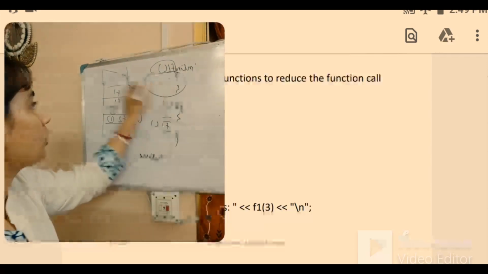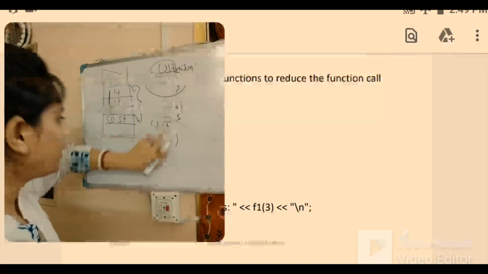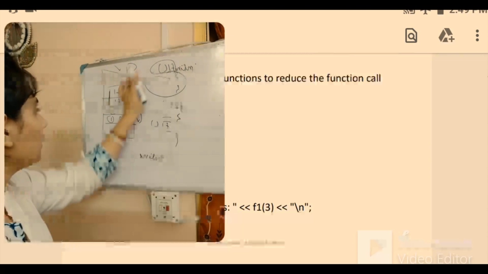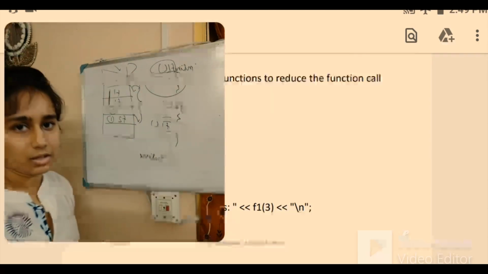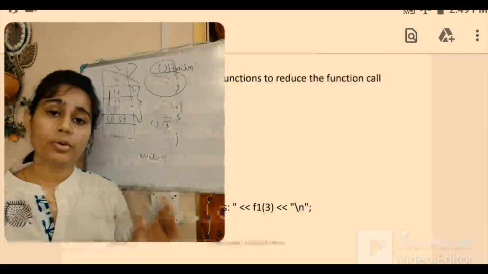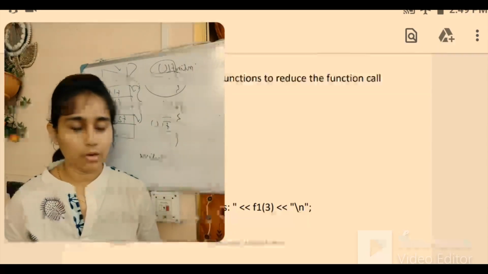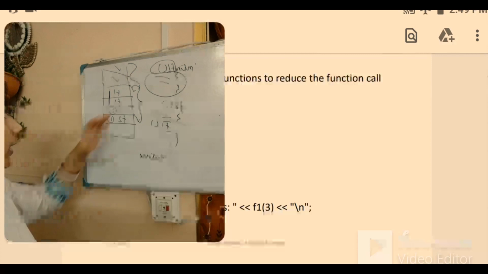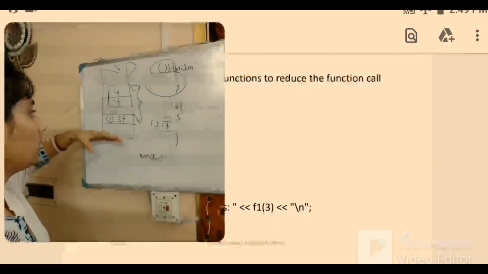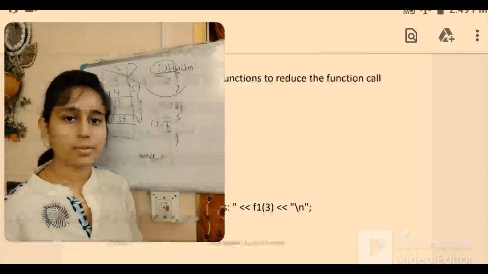Say it is taking 2 lines. So those 2 lines for f1 will be copied, and the rest of the f2 code will be copied. Now the code length will be increased, but you can avoid the overhead of saving registers and all these things. So this is the concept of inline, where the small piece of code is copied here and you can avoid the context switching problem.